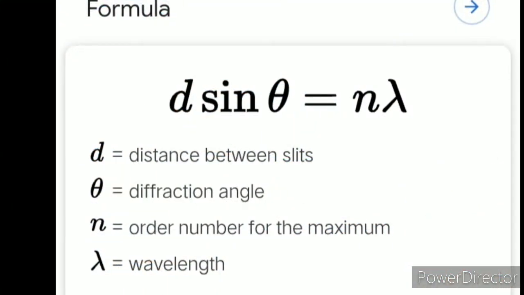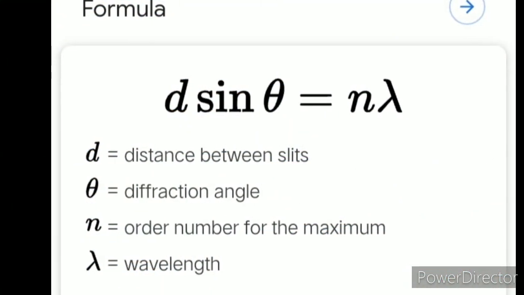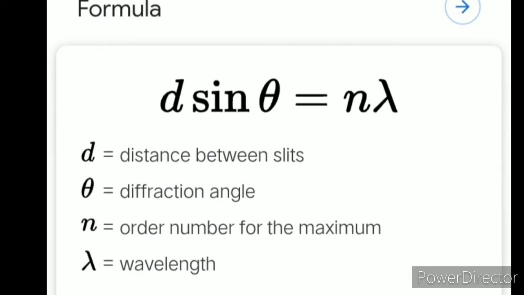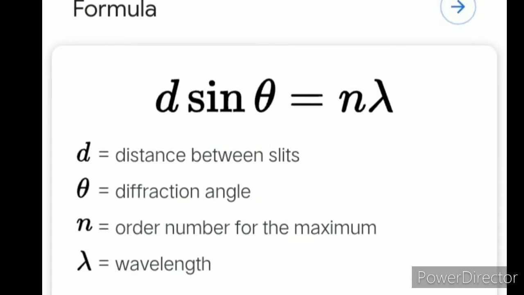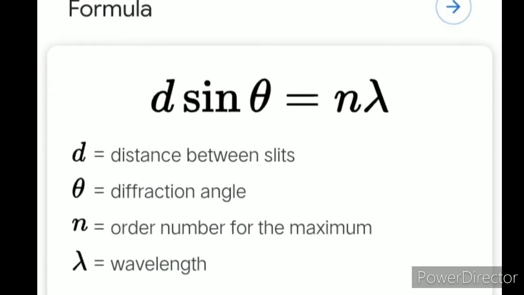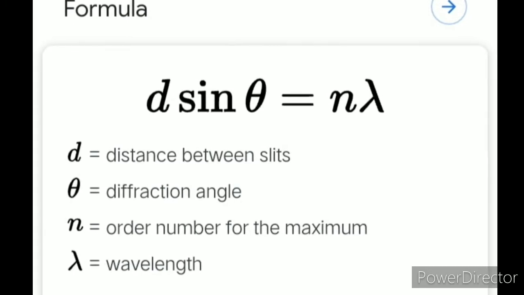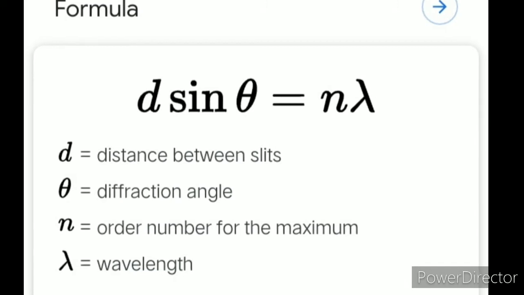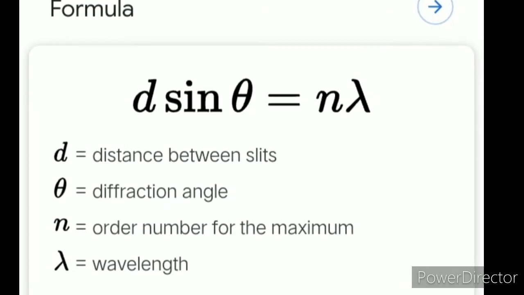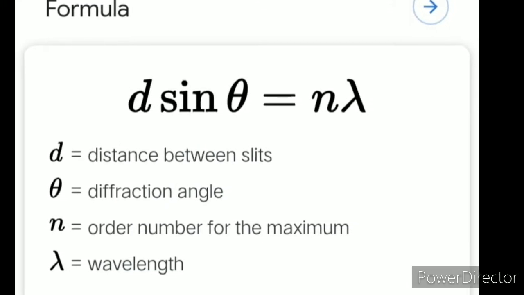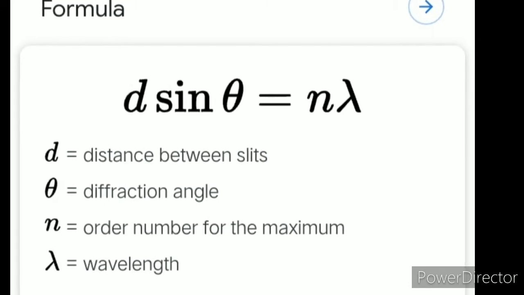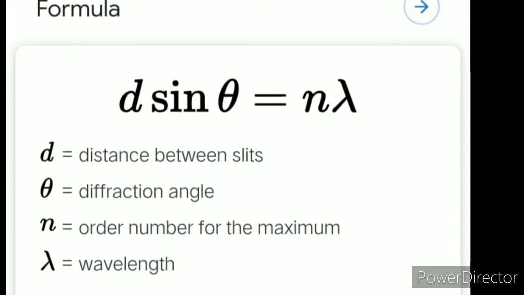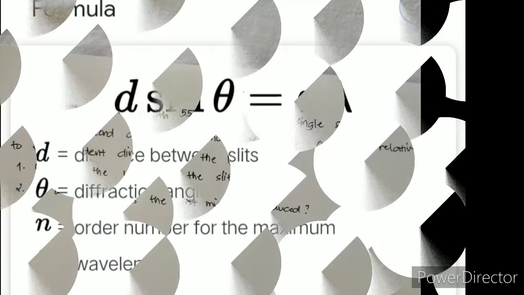And this is the formula for solving diffraction: d sin θ = mλ. The symbol d refers to the distance between slits, θ refers to the diffraction angle, m refers to the order number of the maximum, and λ refers to the wavelength.